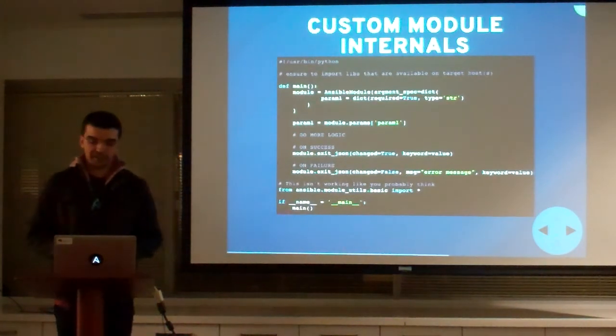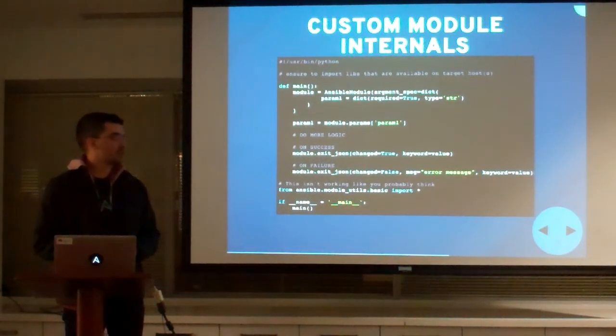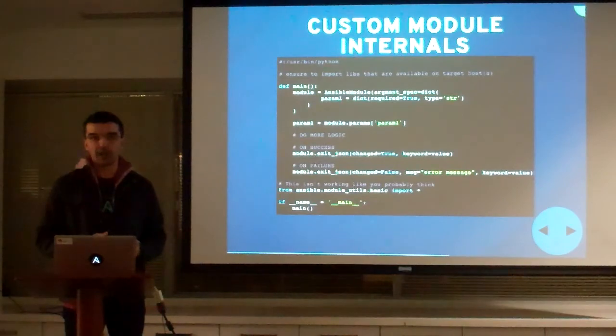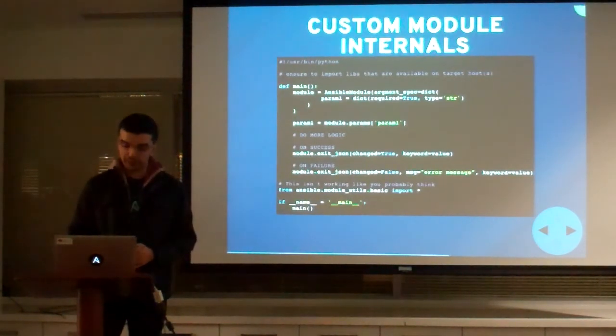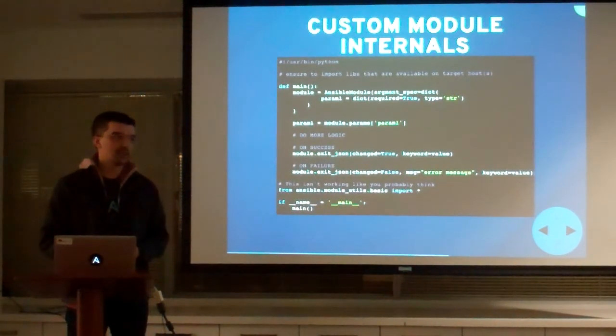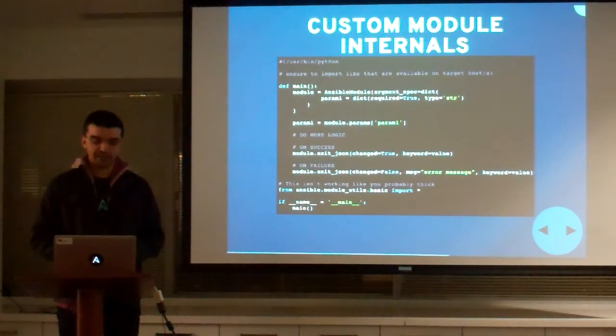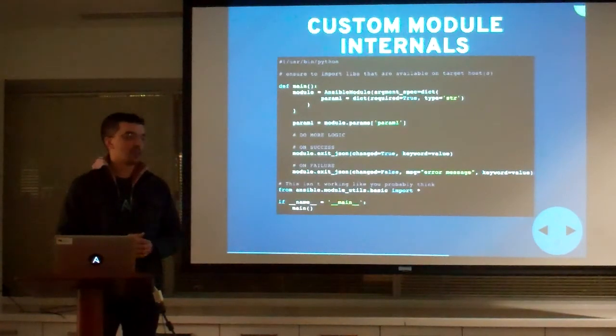So starting with the internals, this is a very generic boilerplate of how to make your own module. You start by defining a function called main, conforming to typical Python standards, where we then instantiate an Ansible module object. In this case, we're defining a variable called module as an Ansible module object, and this is the place where we define the parameters.